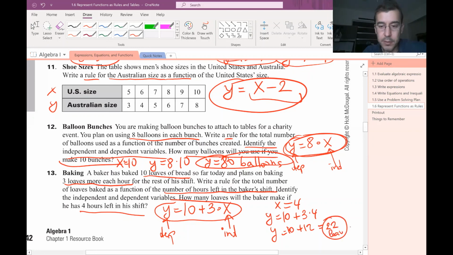Loaves of bread. Okay. So that's all for today.